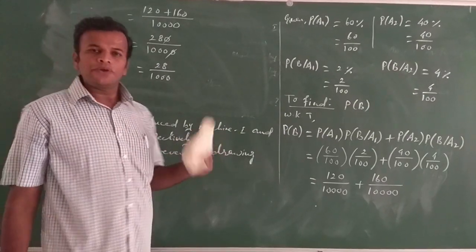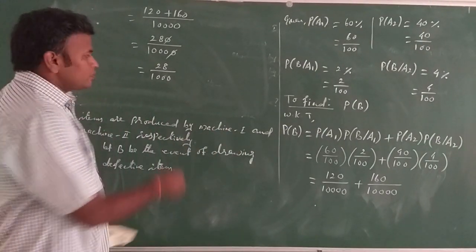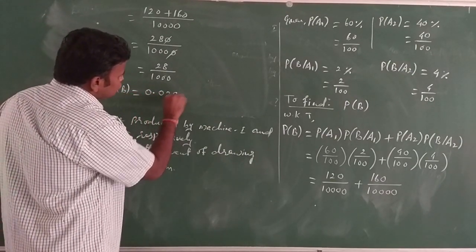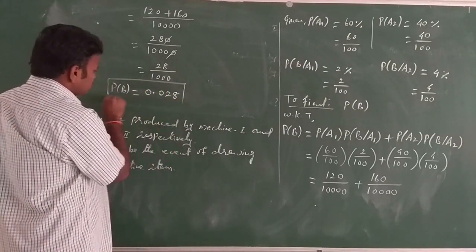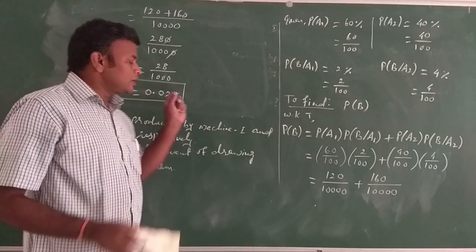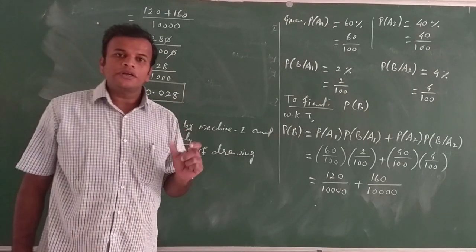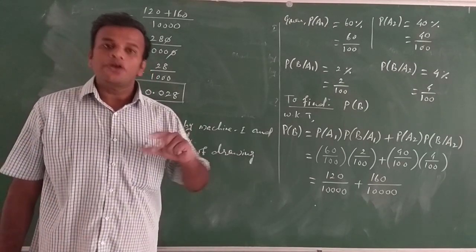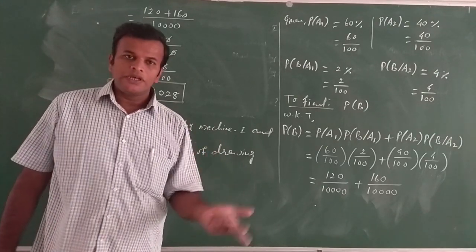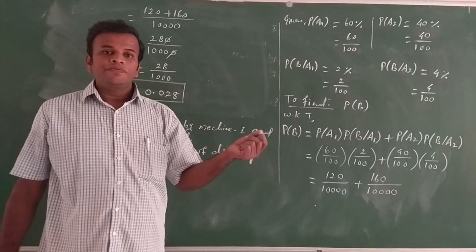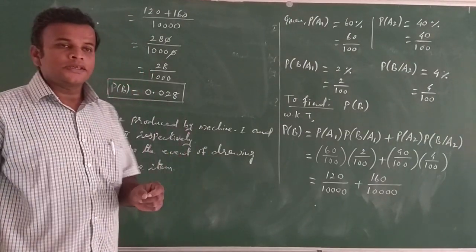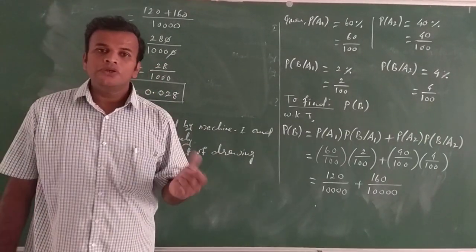We write 28 by 1000, or in decimal form, the P of B value is 0.028. So this is the required probability. That means the probability of occurrence is very rare, because a factory manufactures items that are mostly non-defective. In 100 pieces, maybe exactly 1 or 2 will be defective. So if we take any one item, the chance that it is defective is very rare. If it is defective, the chance is 28 by 1000 or 0.028.